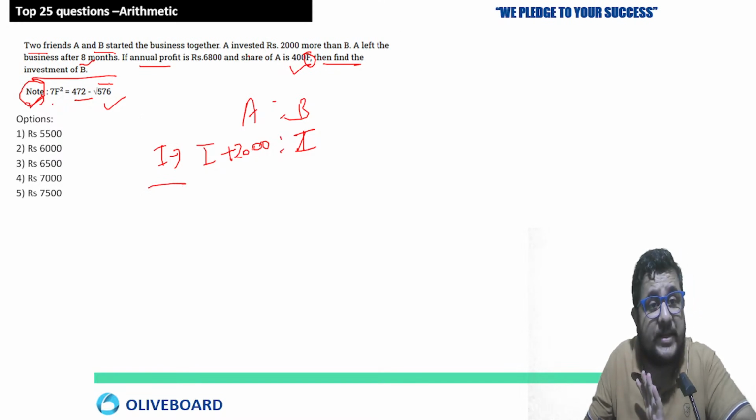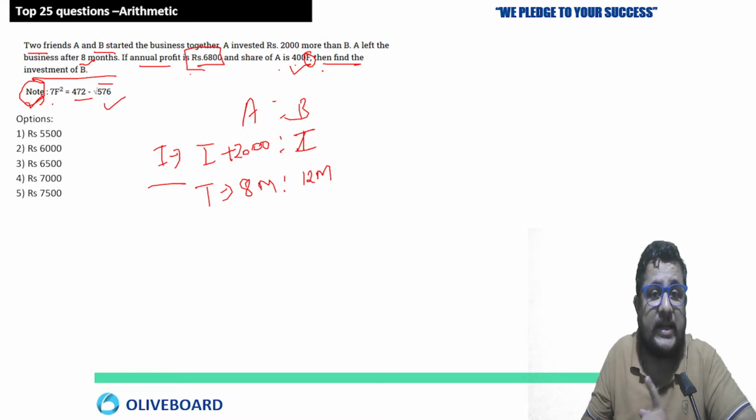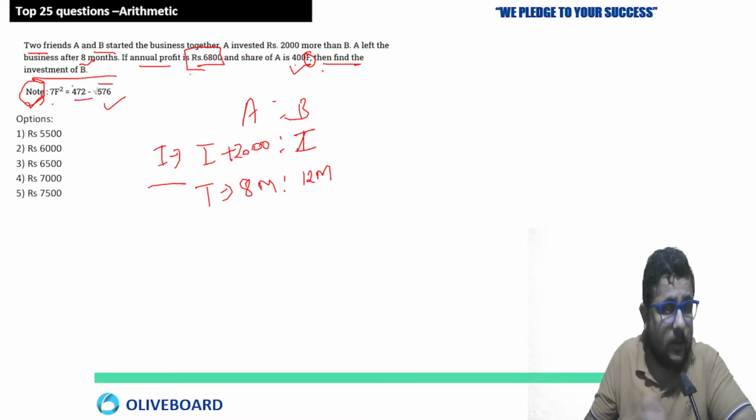Now A left the business after 8 months. So A invested for 8 months. B didn't leave, so B invested for 12 months. Remember that. This is their time. Now, if annual profit is 6800 and share of A is 400F, then if we know F, we can easily find out the value of A. Are you getting my point?